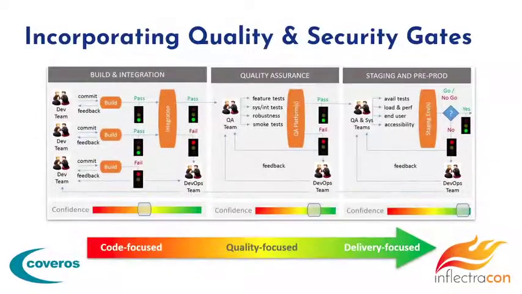We use quality and security gates in our pipelines to make sure the needs of the stakeholders are met. These gates have different areas of concentration. The build and integration gate is code focused. It allows speed for development. The quality assurance gate is quality focused. It allows the team to concentrate on improving the quality of the application.